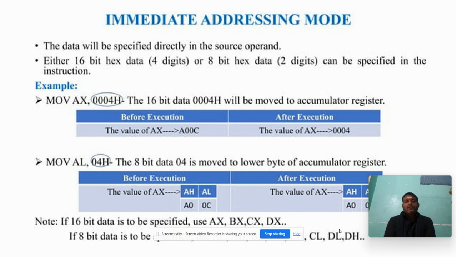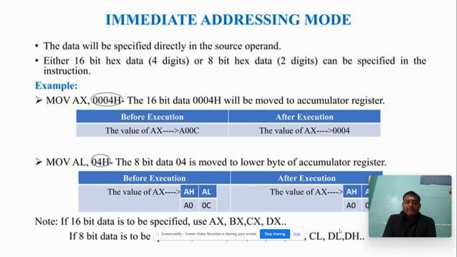Next, another example. In immediate addressing mode, the source operand is specified as either 16-bit data or 8-bit data. The first example is 16-bit data. The second instruction example is 8-bit data: MOV AL, 04H. This is the 8-bit data specified in the source operand. The 8-bit data 04 is moved to the lower byte of the accumulator register.